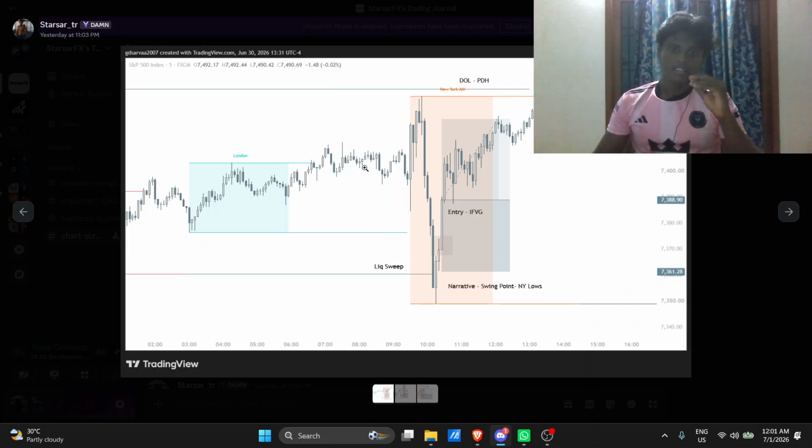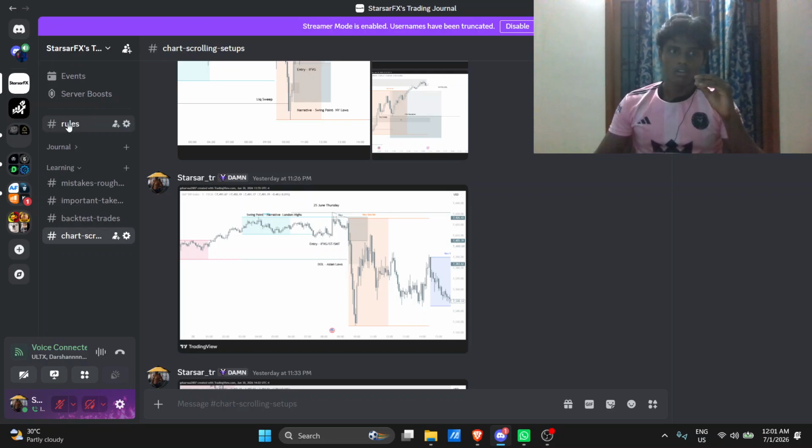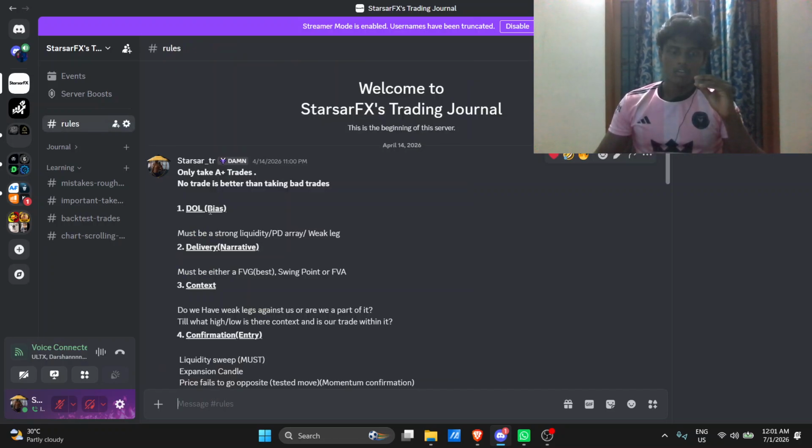In ES first, let me show you what is required for an entry. I need a draw on liquidity, and that must be a strong liquidity, a strong PDRA, or a weak leg. Then the narrative must be a fair value gap, swing point, or fair value area. Fair value gaps work the best. Swing point and fair value area also work, which I just found out by looking at it.